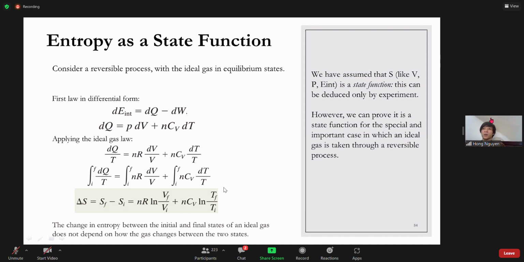This is for reversible process. We can have a way to prove that entropy is a state function. And also this is the reason why for irreversible process, the way we find the change in entropy is that we replace this irreversible process with another reversible process having the same initial and final state.